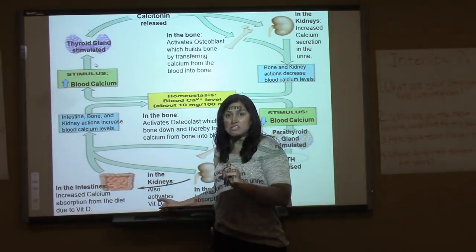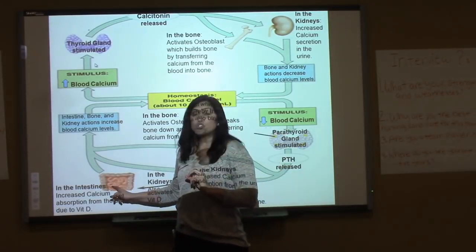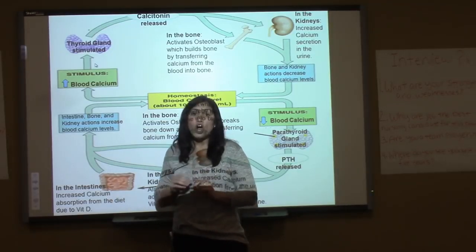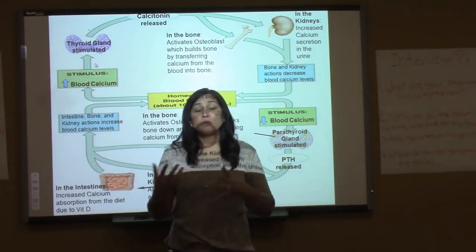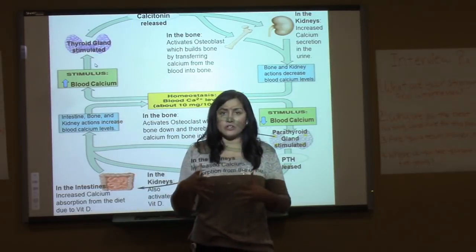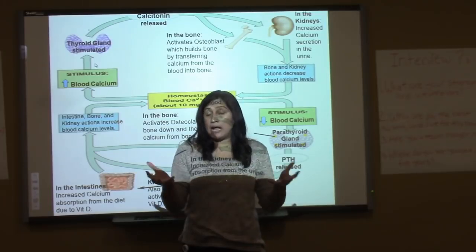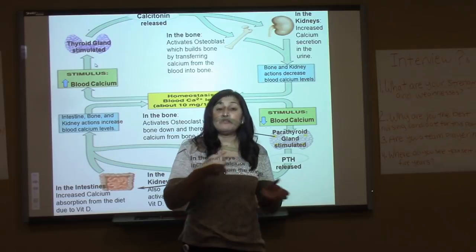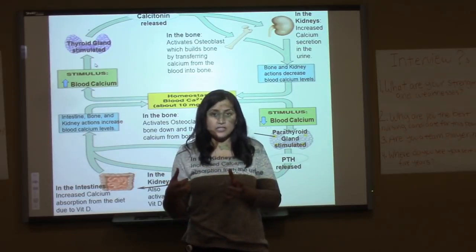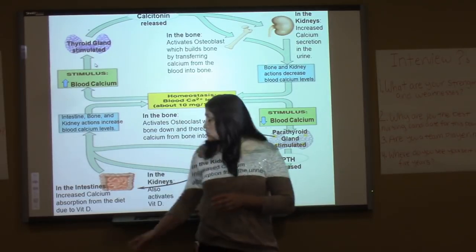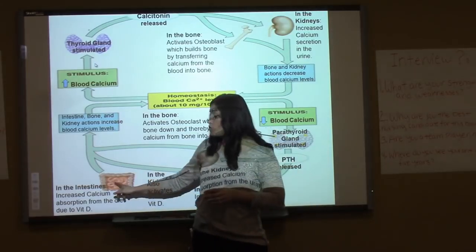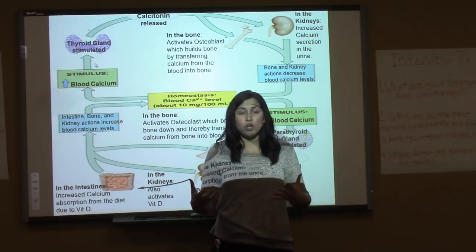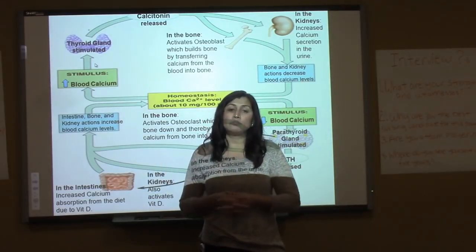Once this vitamin D has been activated, it goes to the small intestines. Within the small intestines, vitamin D causes calcium to be reabsorbed from your diet. So whatever food you had, or let's say you had a glass of milk, which is high in calcium, parathyroid hormone causes that calcium to be absorbed in the small intestines by activating vitamin D. So once vitamin D has been activated, it goes to the intestines and causes calcium to be absorbed. And where does that calcium go? It gets dumped into the bloodstream.